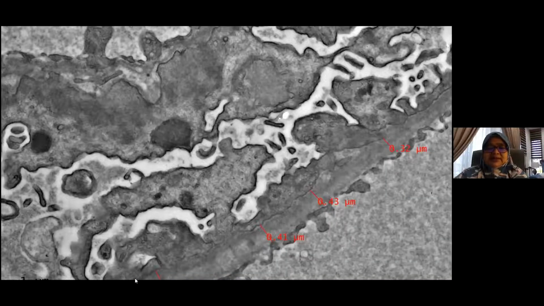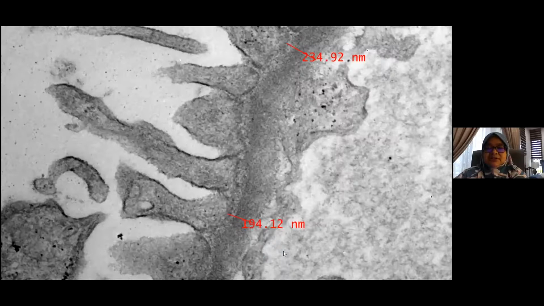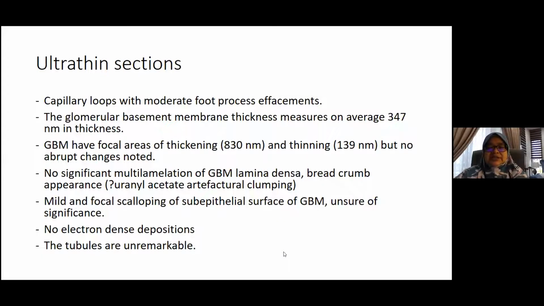The thickness in general is fairly regular and in the normal range. So as I said, there's moderate foot process effacement, and the thickness is normal. There's no irregularity in the glomerular basement membrane layer.